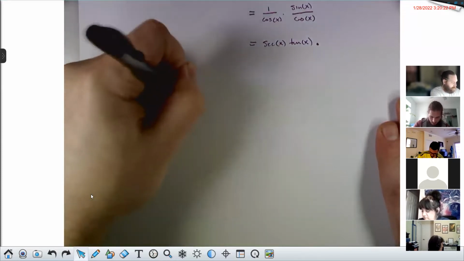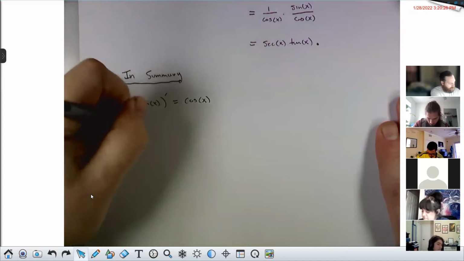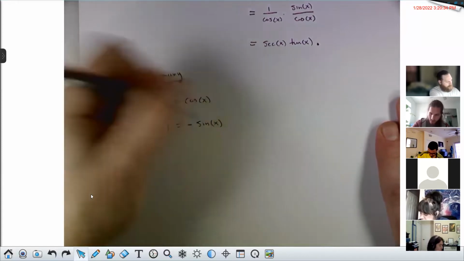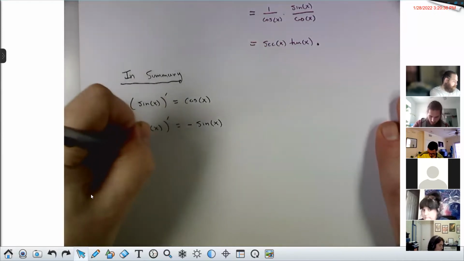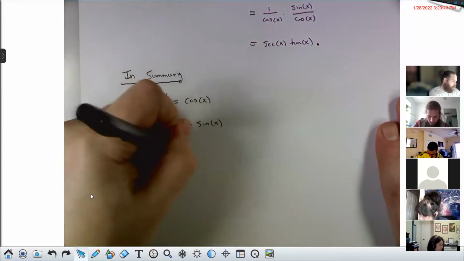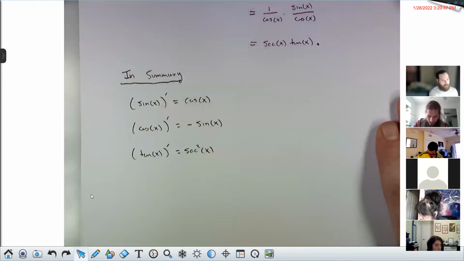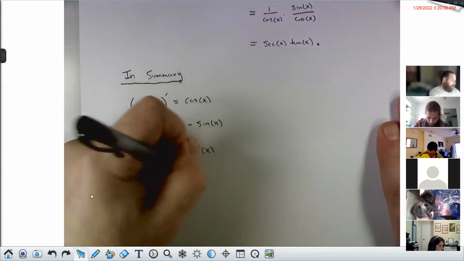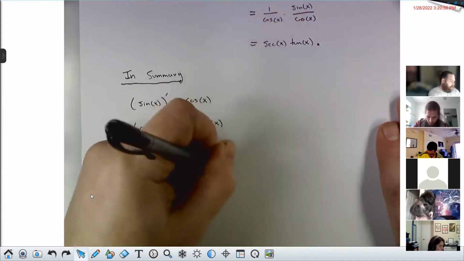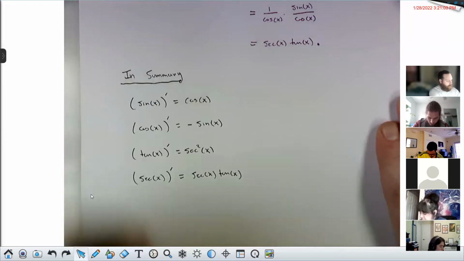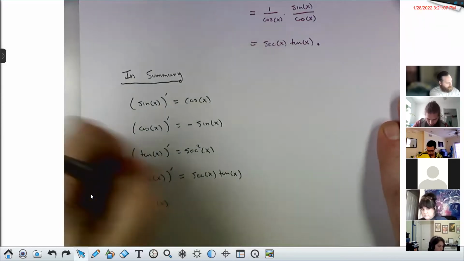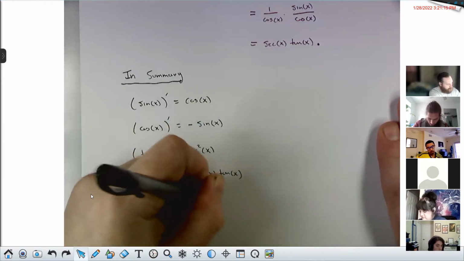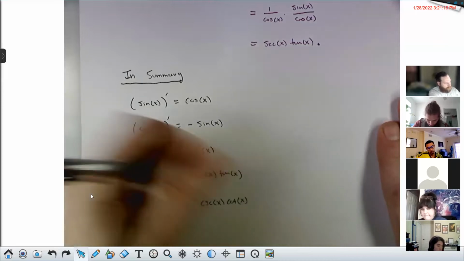the derivative of sine is cosine. The derivative of cosine is negative sine. The derivative of tangent is secant squared. The derivative of secant is secant tangent. These four we proved. The remaining two follow very similar rules. The derivative of cosecant is almost cosecant cotangent, but with a negative.